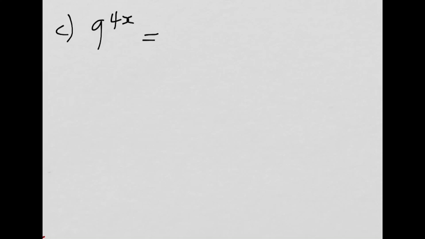9 to the 4x equals 27 to the x minus 1. Again, if the bases are the same, the exponents are the same, and you can equate them and solve them. Are the bases the same here? No, they're not. I've got 9 and 27. I want to change them to a base of 3 each, because they're both multiples of 3, right?